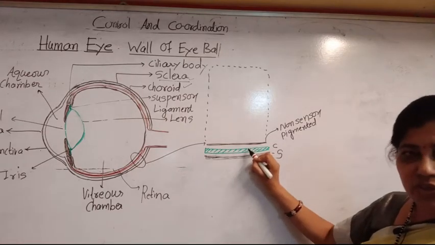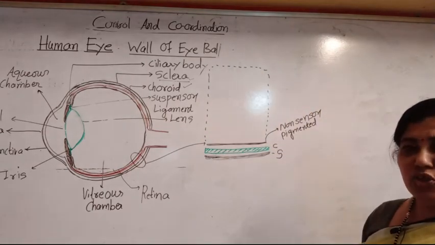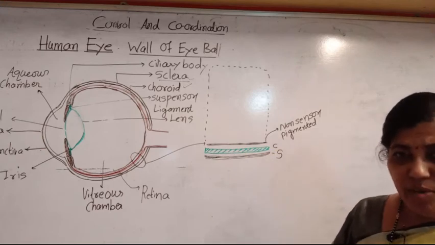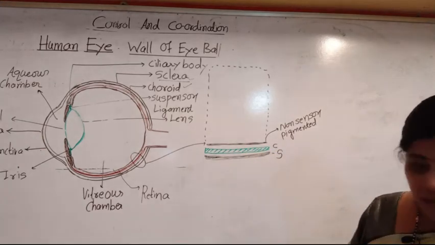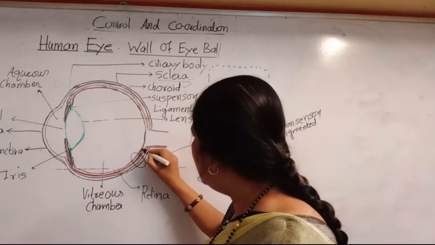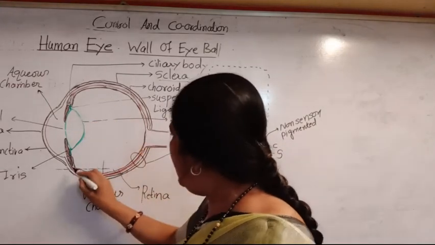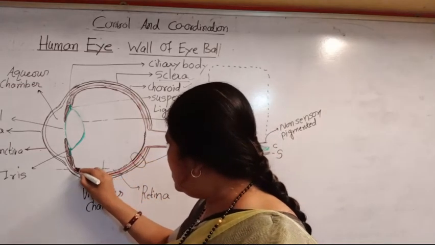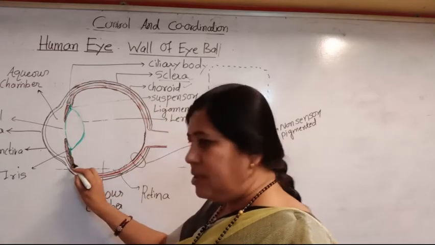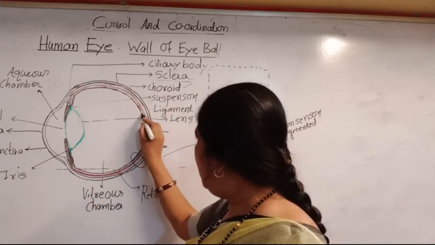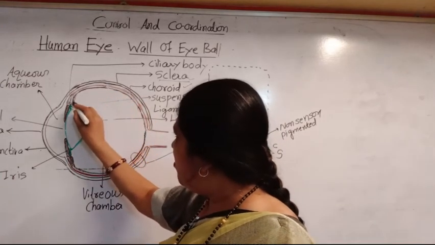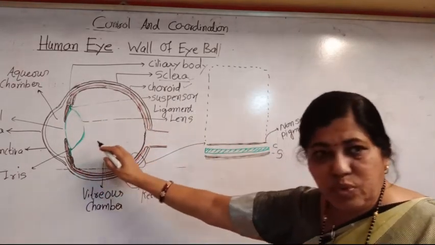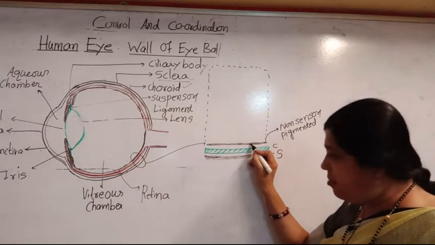This is sclera, this is choroid, and this is retina. Retina consists of two layers. Outer layer of retina is pigmented layer, and inner layer of retina is sensory layer. This is pigmented layer which is continue behind the ciliary body and behind the iris. So this layer which is continue behind the ciliary body and iris is pigmented layer of retina.